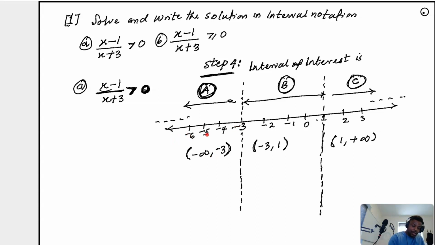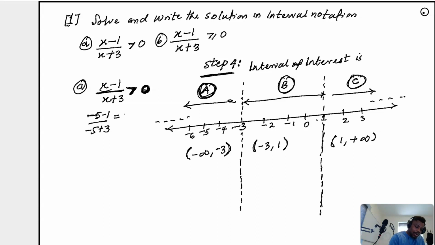From minus infinity to 3, we can pick, let's say, 5. Just pick a number, any number in between that. So if x is minus 5, then minus 5 minus 1 over minus 5 plus 3. I'm just representing x with the interval that we use. So minus 5 minus 1 is minus 6. We are not particular about the value. We are only particular about the sign, if it is positive or negative.